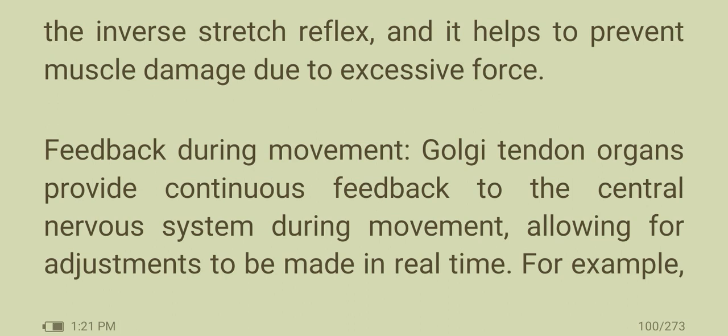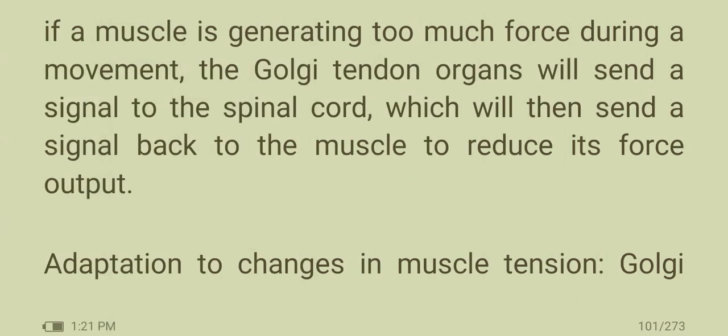Then feedback during movement. Golgi tendon organs provide continuous feedback to the central nervous system during movement, allowing for adjustments to be made in real time. For example, if a muscle is generating too much force during a movement, the Golgi tendon organs will send a signal to the spinal cord, which will then send a signal back to the muscle to reduce its force output.